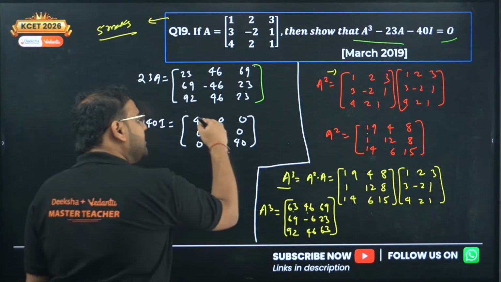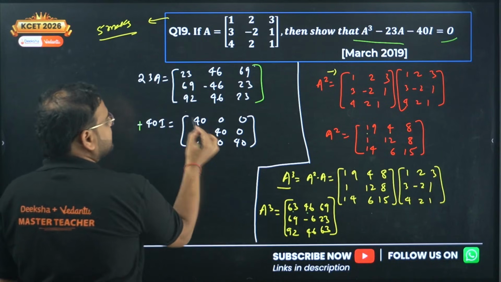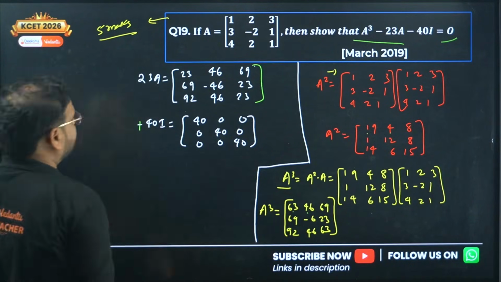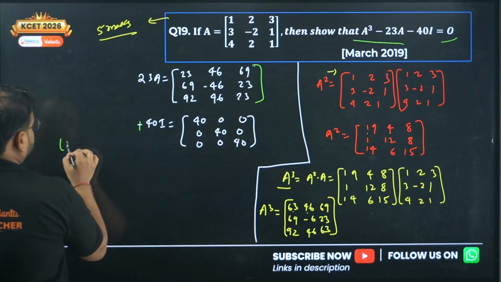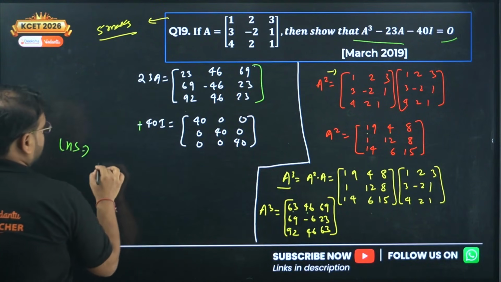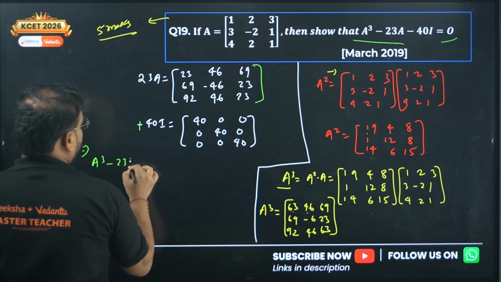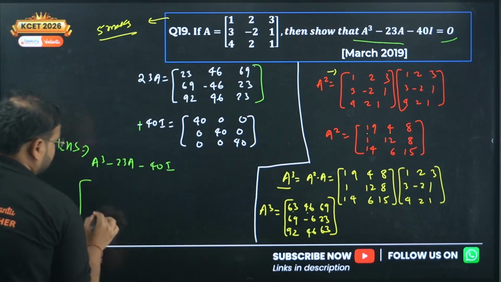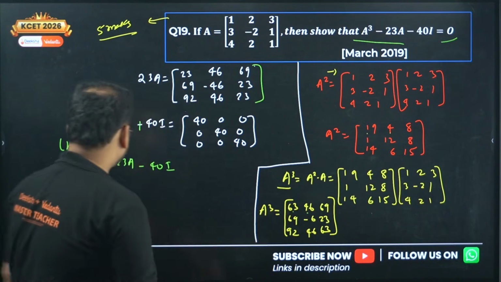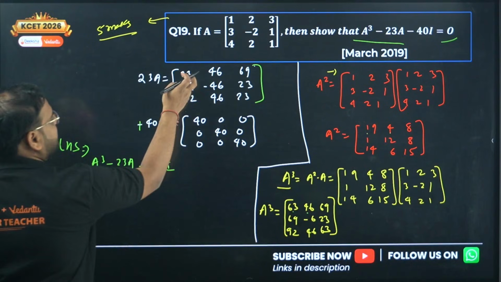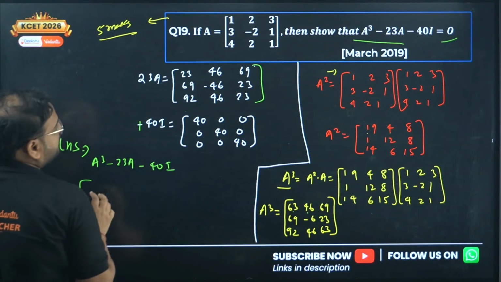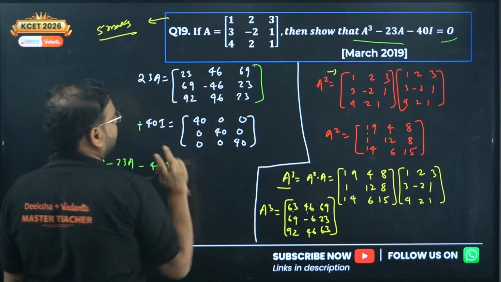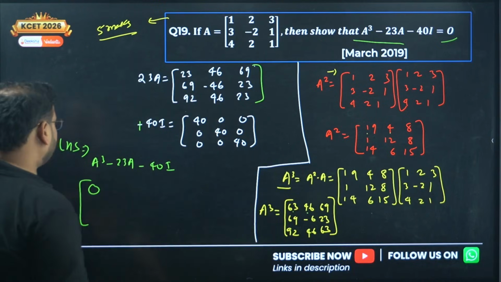So I is simply what? 1, 1, 1. 40I means 40, 40, 40. Rest all elements are 0. Super. Now I'm looking for this equation. Let's take LHS now. What is LHS? A cube minus 23A minus 40I. Check here now, the matrix. What is A cube? 63. 63 minus 23 will be 40. Minus 40 will be, excuse me, 0 only. Yes. 63 minus 23 is 40, minus 40, 0 only.